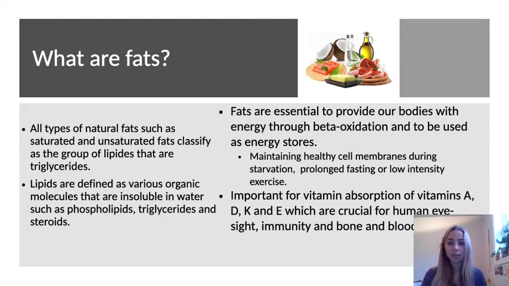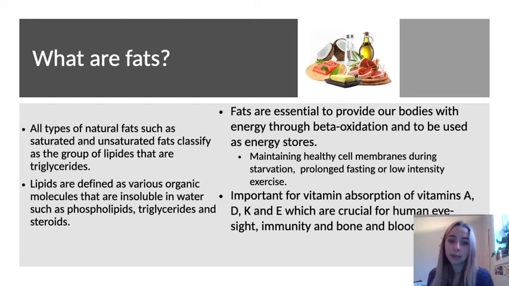But fats are very essential to our body's use. They're essential to provide our bodies with energy, and we get that through beta oxidation, and they're very crucial for being used as energy stores in our body. So that's adipose tissue. We need these energy stores because they help maintain healthy cell membranes, especially during starvation, prolonged fasting, low intensity exercise, and high intensity exercise, when our body runs out of glucose and needs to reach for our stores. We reach for these stores to keep our cells healthy and maintained because our cells need to constantly be fed.